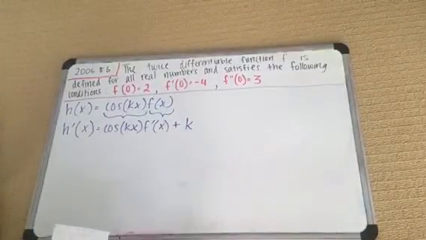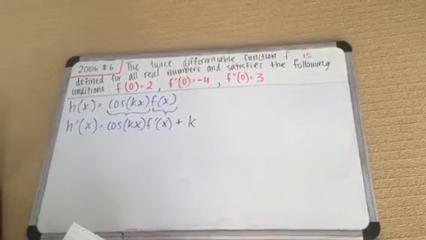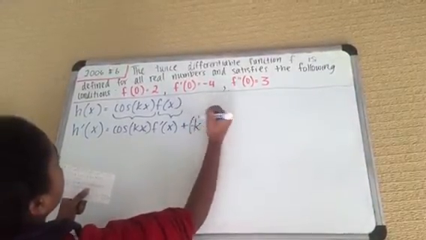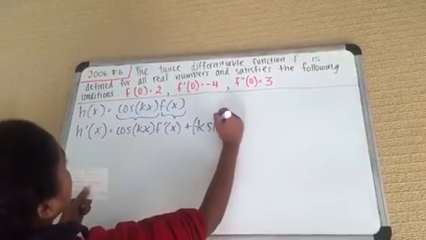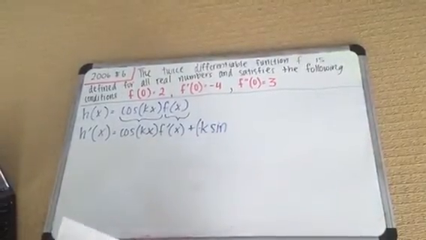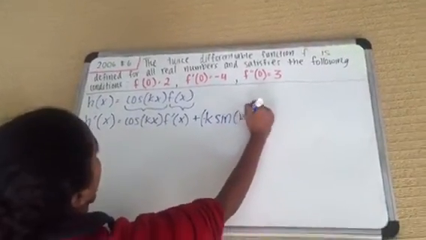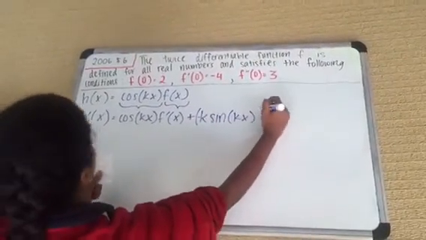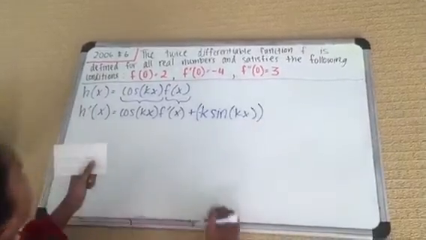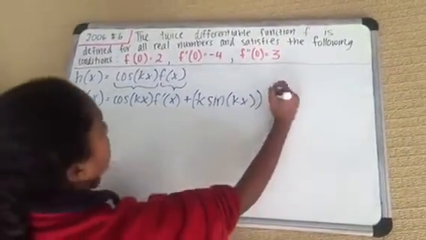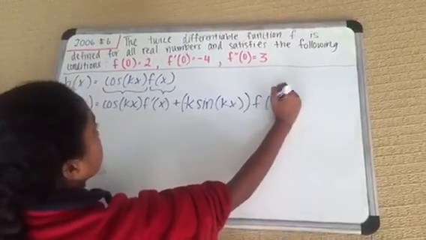And then the derivative of cosine is actually negative sine x. So we will add a negative here. And then it's sine, and then the function on the inside would still stay the same, so of kx. And then we have to multiply that with the second part of h of x, f of x.